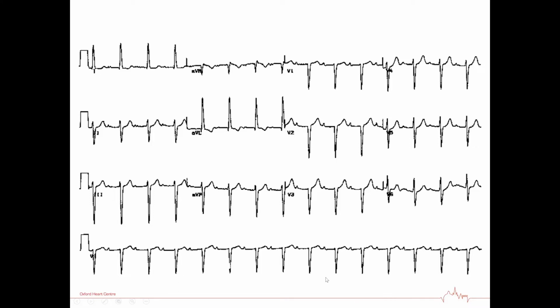So we can agree it's all regular, rate somewhere around 80, and the QRS is narrow. The next thing to do is the fourth question: are there P waves? Yes, there are P waves before every QRS, but there's a long distance between those P waves and the QRS, so this is first degree heart block. Well done.